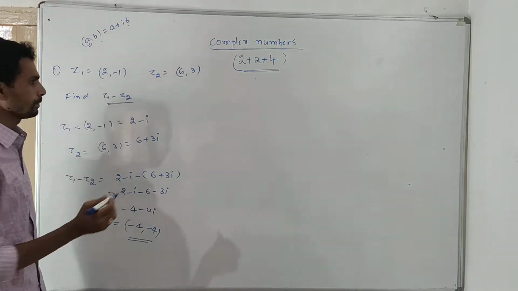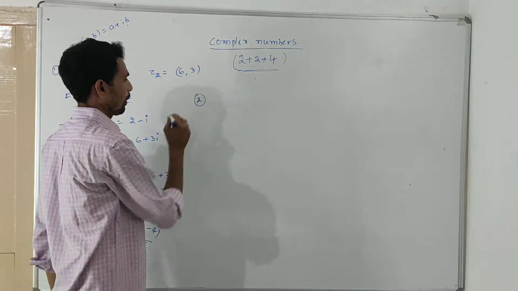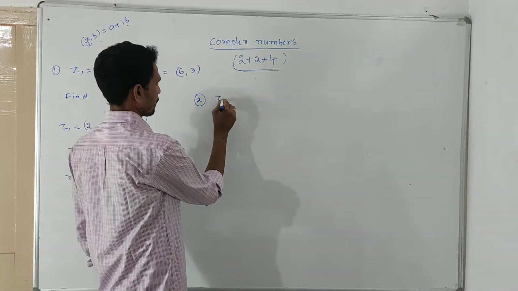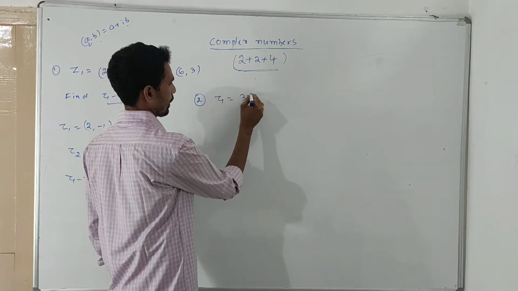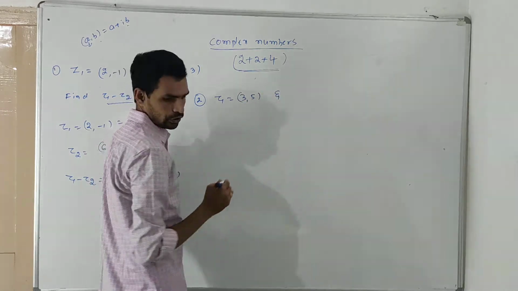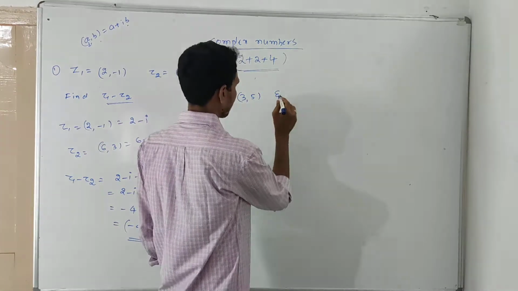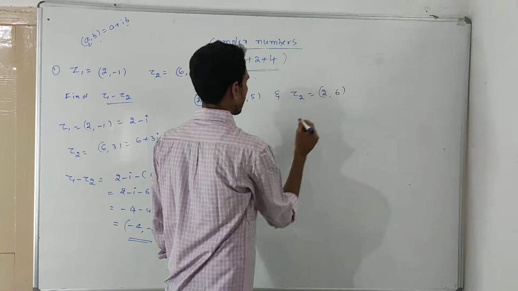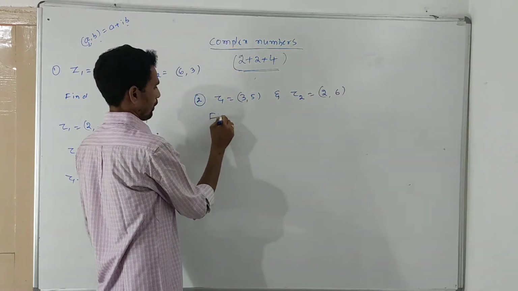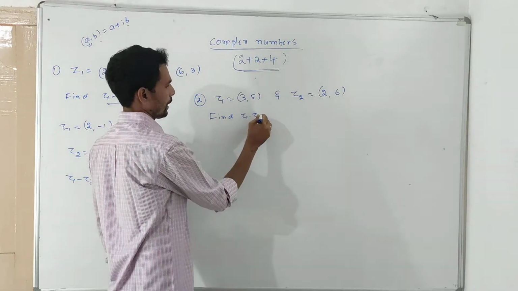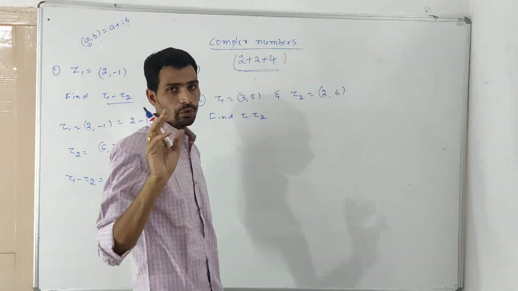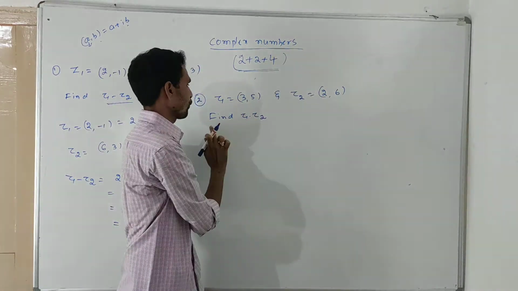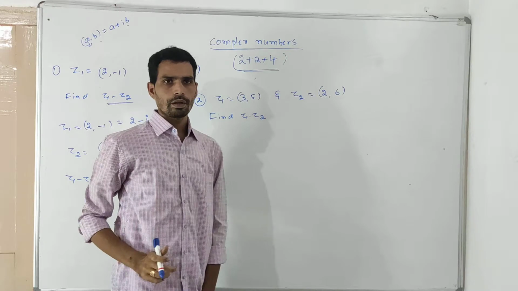The second problem. What is the second problem? z1 is equal to 3 comma 5 and z2 is equal to 2 comma 6. Then find z1 into z2. What is given? z1 is given, z2 is given. Then find z1 into z2.